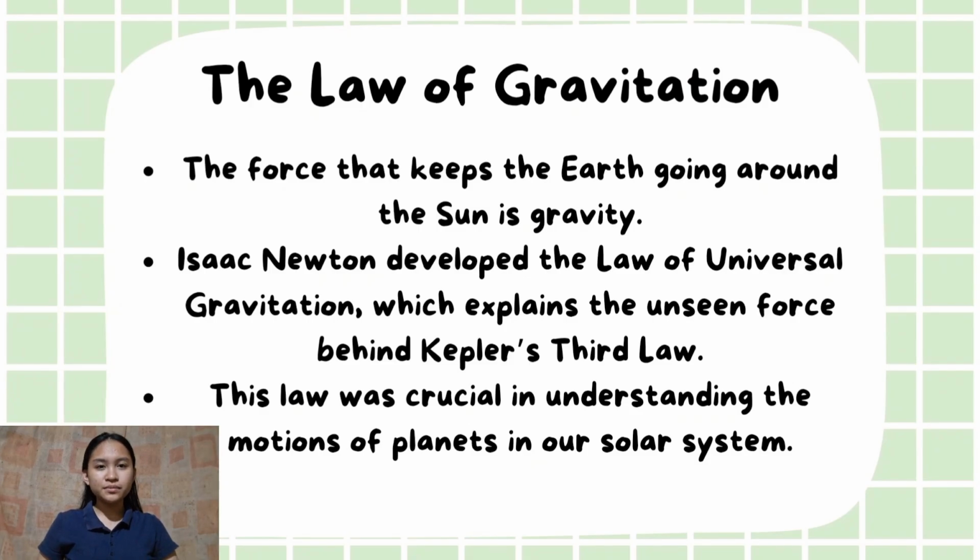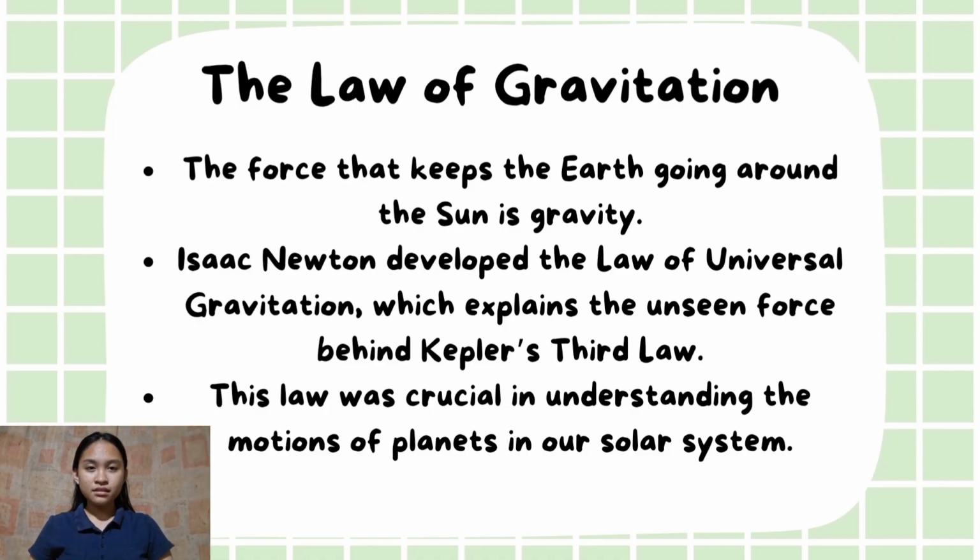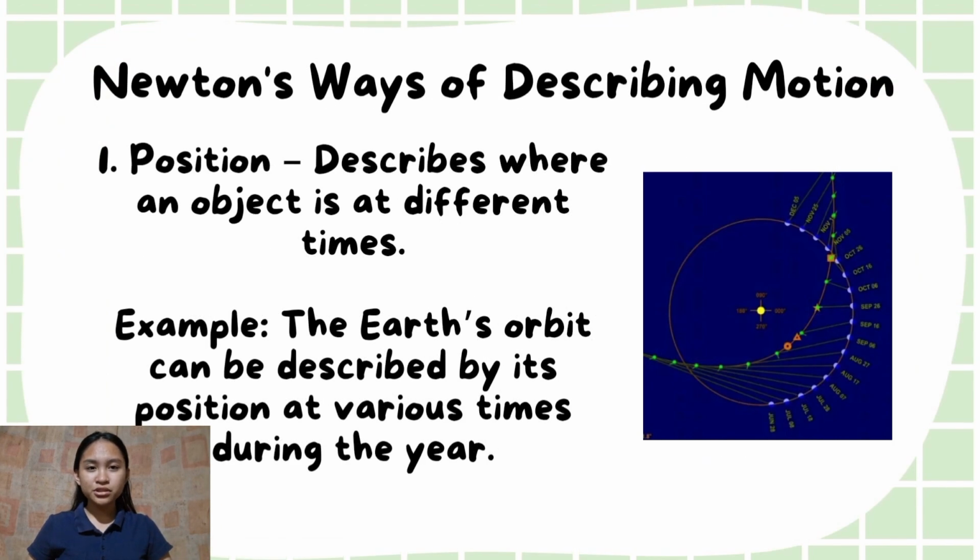Isaac Newton developed the law of universal gravitation, which explains the unseen force behind Kepler's third law. This law was crucial in understanding the motion of planets in our solar system. So, Newton described motion using 3 main ideas.